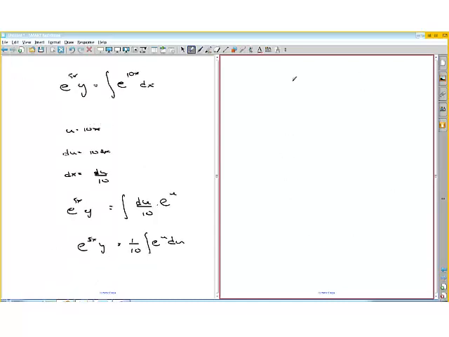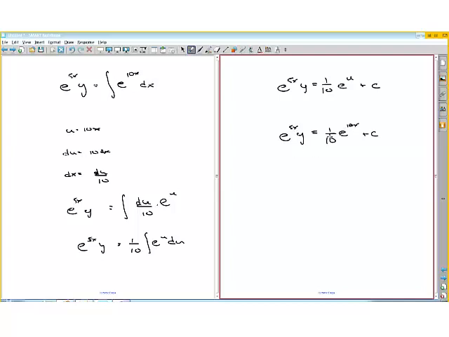And the integral of e to the u du is e to the u. So we get e to the 5x times y is equal to 1/10 e to the u plus our arbitrary constant c. And then we substitute u back in. U is 10x, so we get e to the 10x plus c.